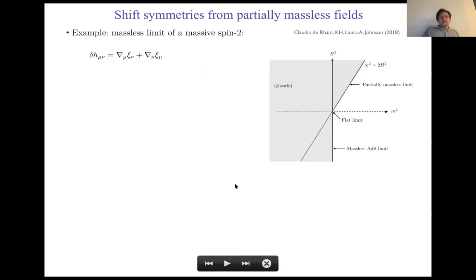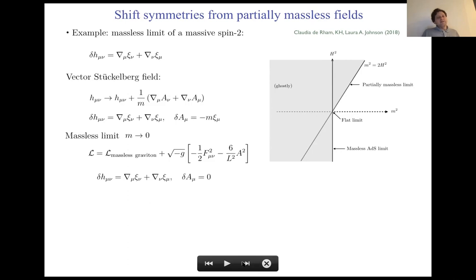As a next non-trivial example, let's consider the massless limit of massive spin 2. If we have a massive spin 2 field on de Sitter space, we'd like to restore the linearized diff invariance that appears when the mass goes to 0. Here's a little picture of the mass versus Hubble radius plane of a massive spin 2 on de Sitter space. When m squared is equal to 0, this vertical line, that's when we're recovering the diff symmetry of GR. So we're going to be asking for a massless limit where we go like this, keeping the ADS radius fixed, but sending the mass to 0.